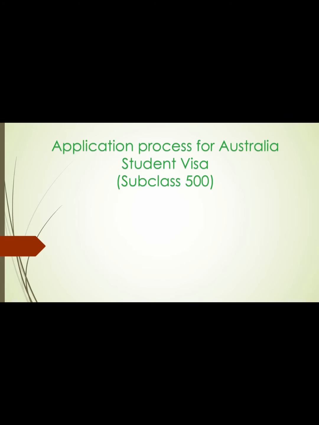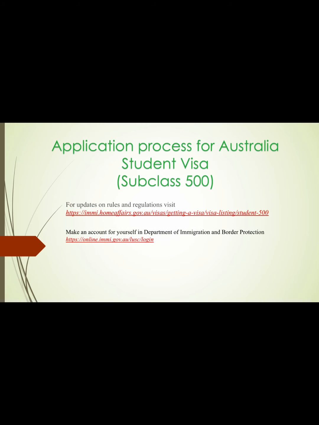Welcome to my presentation. We are talking about the application process for the Australian student visa, subclass 500. To read more about the visa, you can go to this link, the Home Affairs website, where you will get a lot of information, not just on the student visa but any other visa if you'd like to read about it. The next is the link for the Department of Immigration and Border Protection. You'll need to create an account here to apply for your visa.